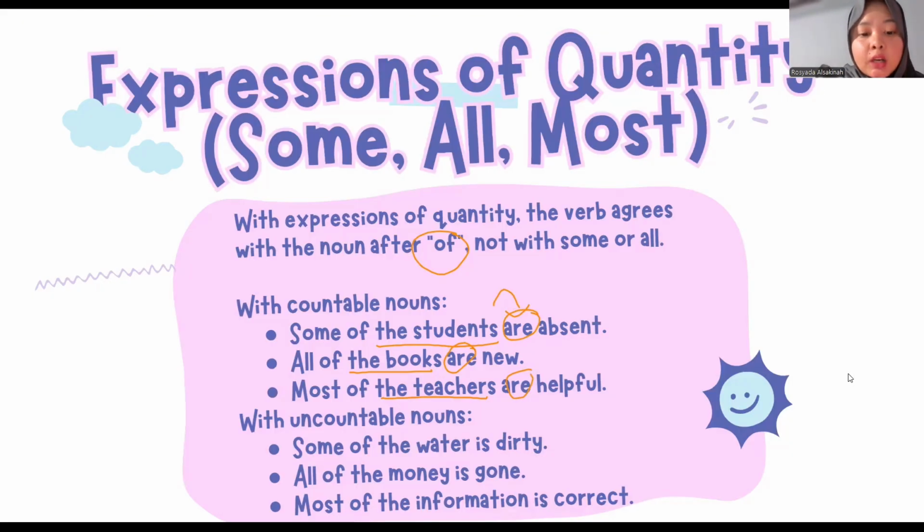With uncountable nouns in the sentences: some of the water is dirty, all of the money is gone, most of the information is correct. The water, the money, and the information, so we use "is" in every sentence. Please always look at the noun after "of," not at some, all, or most. We need to take a look at this "of" in the sentences.